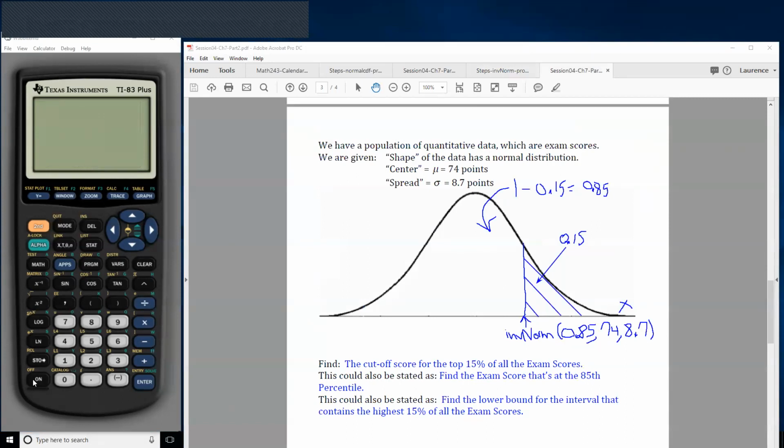And so that's what our calculator will tell us. So we press second, vars 3, and 0.85, comma, 74, comma, and 8.7. Now that's an exam score. So you need to get an 83 on this exam. And if you do, you just made it into the top 15%. So if you get an 83 or higher, you're in this group. And you get a nice piece of chocolate.